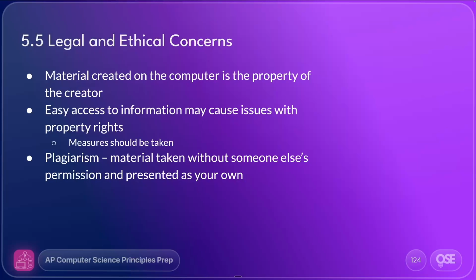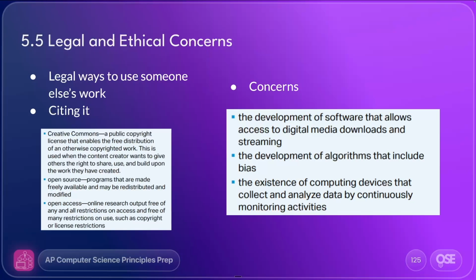An example of an issue is plagiarism, which is when you take someone else's material without permission and present it as your own. For example, you ask Claude to make your homework, present it to your teacher, and get a 0 because you plagiarized your work. Here are some legal ways to use someone else's work. For example, you can cite it, or you can use these methods, which are very important for the AP test.